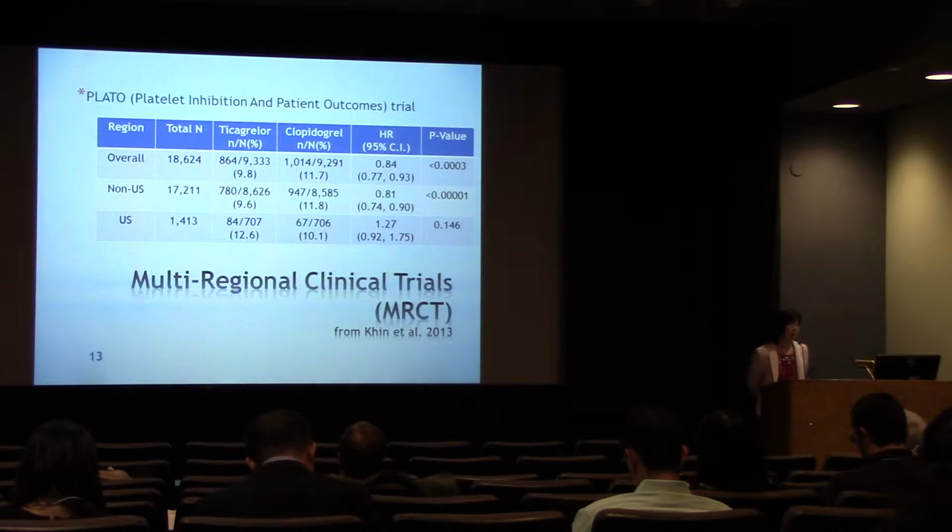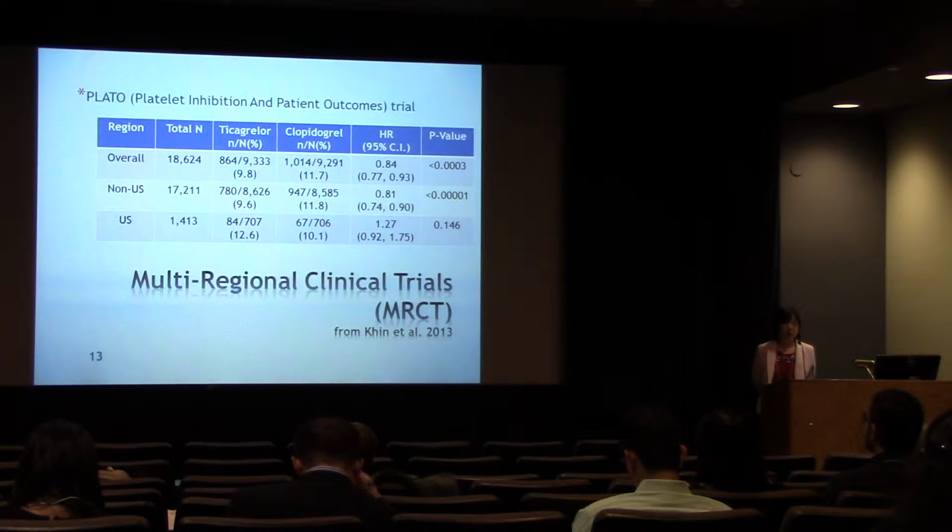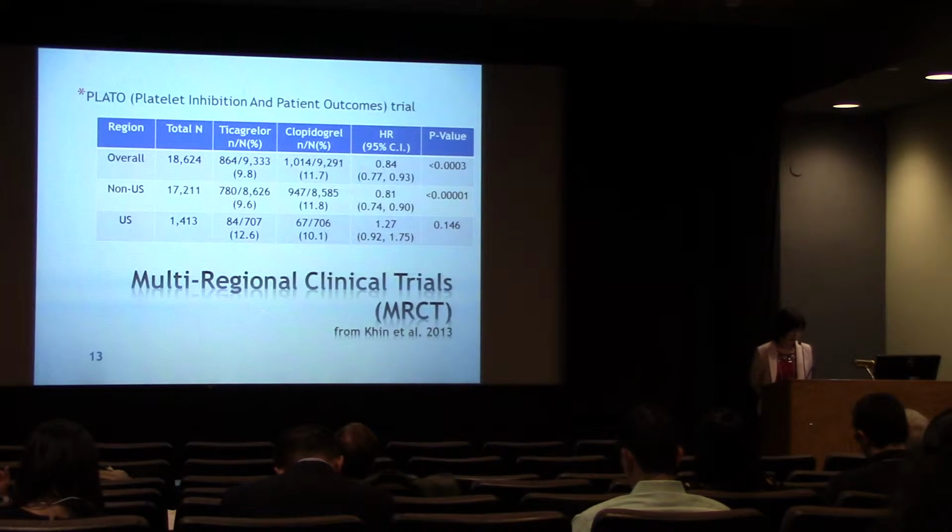Right? However, when you do a subset analysis, a subgroup analysis, it looks like the drug's effect is only driven by the non-US data, not the US data. However, this drug will be approved in the US. So we are thinking, should the drug be approved in the US? How should we deal with this kind of problem?